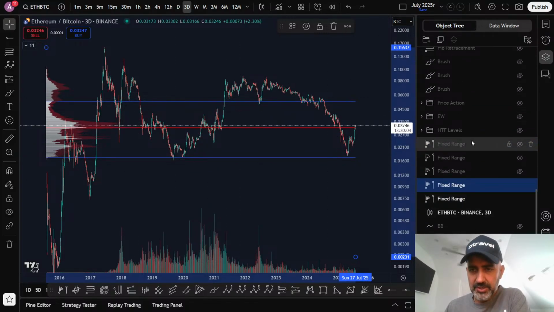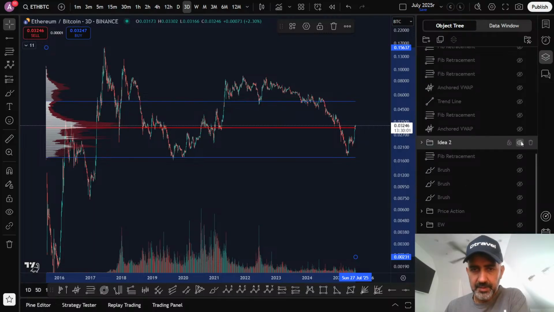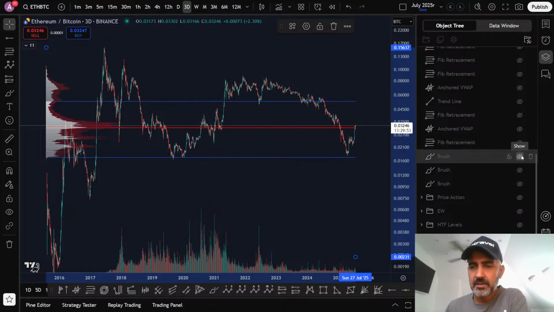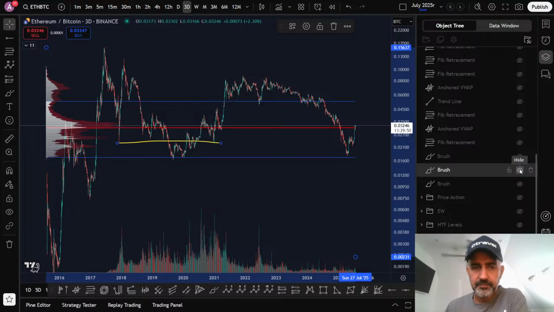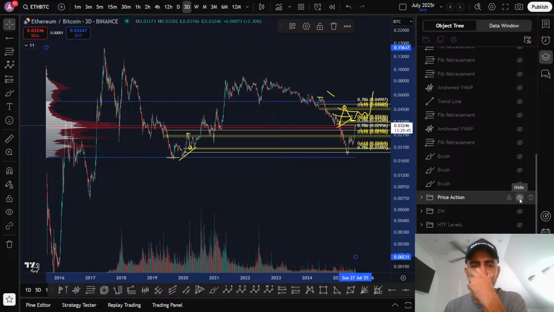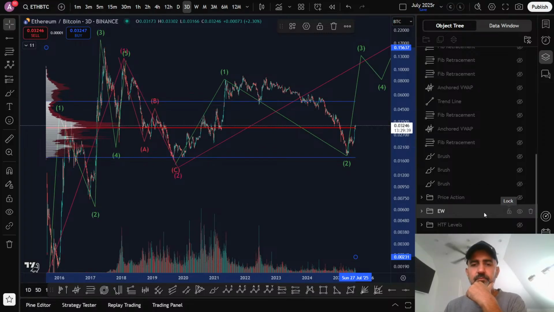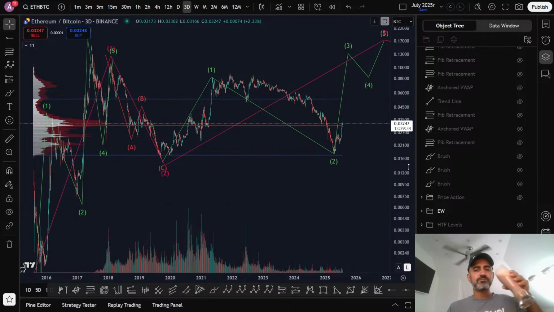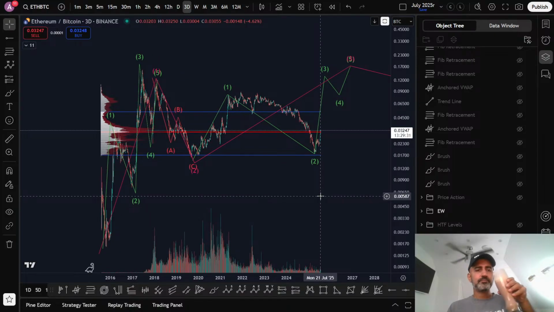Let me, have I got my volume range here? It's not an idea. Let's get rid of those. That's interesting. Price action. Yeah, this is interesting. Huh? Look.